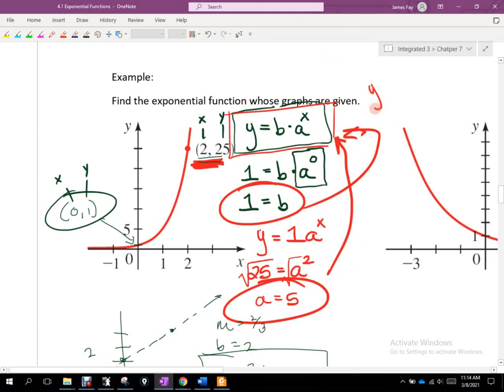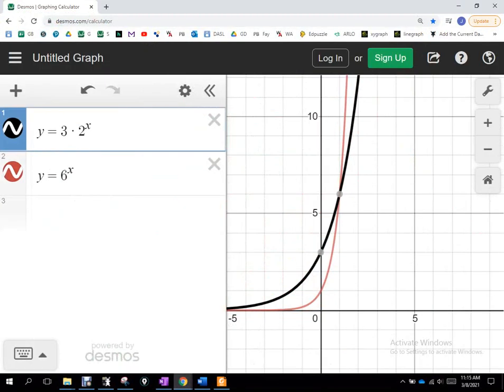So let's write that here. Y equals B, which we said was 1, times A, which we now said was 5, and we'll raise it to the X. And because it is a 1, I don't need to really write that 1 times 5. I just write 5 to the X. And 5 to the X will be the equation that is that graph. And we can check that once you have it developed.